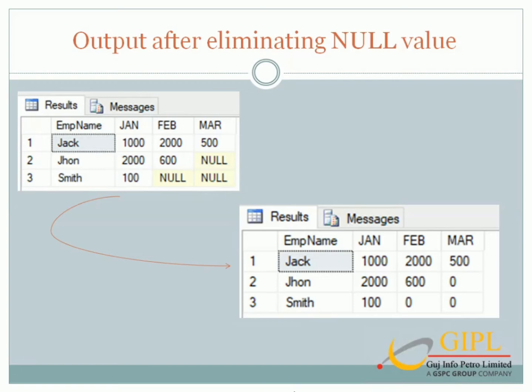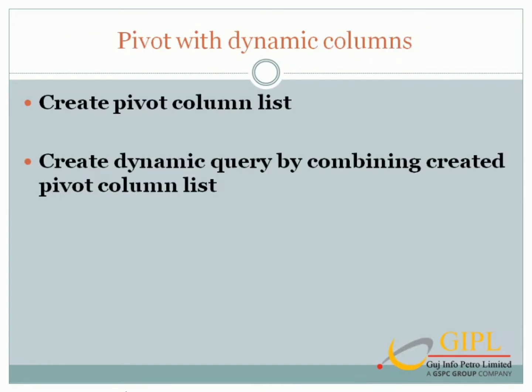Now let's move to the next topic, which is how to write a query with dynamic pivot columns. To achieve this, we need to first create the pivot column list using one query and store its output in one variable. Then we will create a dynamic query by combining the dynamic pivot column list in the query. Let's first create the dynamic pivot column list.